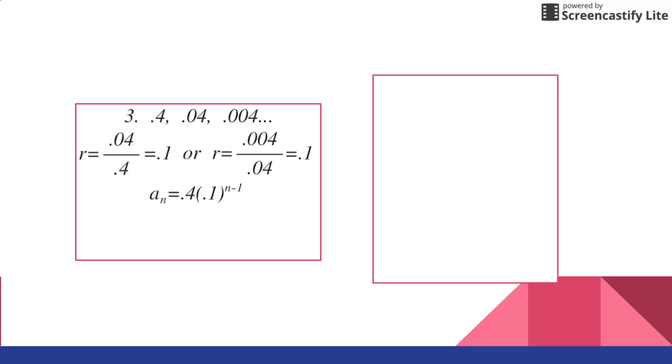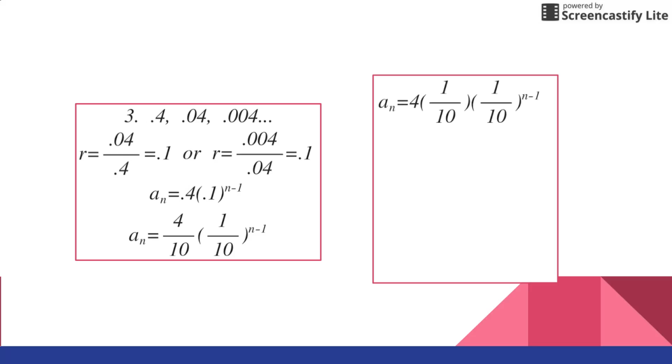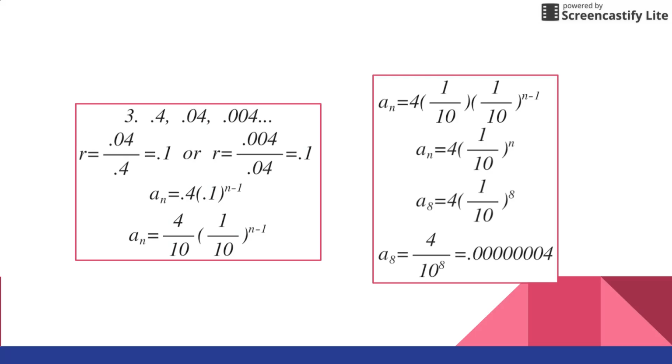It can be simplified by acknowledging that these can be turned into fractions. And then by taking out the 4, we get 4 times 1/10 times 1/10 to the n minus 1. And the 1/10 can be combined too, because that would be 1 plus n minus 1, which just simplifies to n. And then we plug in 8, and we get 4 divided by 10 to the 8th, which is just 4 times 10 to the negative 8th.